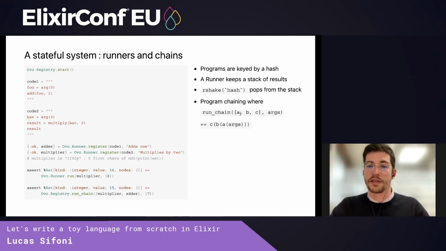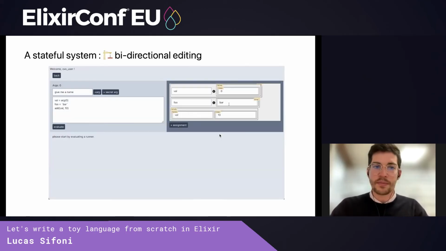where runchain ABC on some args is equivalent to calling A on the args, then B on the result of A, then C on the result of B. So it's kind of composition between programs.